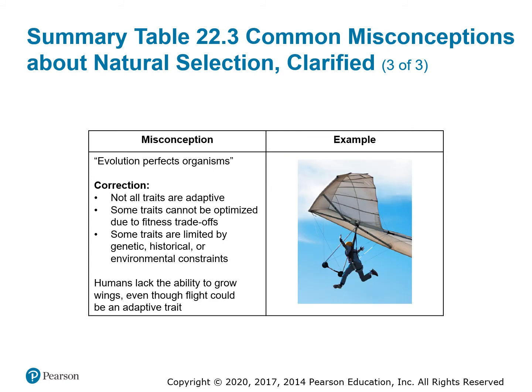Evolution perfects organisms is another misconception. There is no such thing as a perfect organism. Not all traits are adaptive traits. Some of them are actually trade-offs in some cases. For example, peacocks, their really long, colorful tails make them great to get caught by a big cat in the jungle. So it's not necessarily an adaptation that's useful, but it's good for making babies because it shows the females that it has a great diet and access to resources.